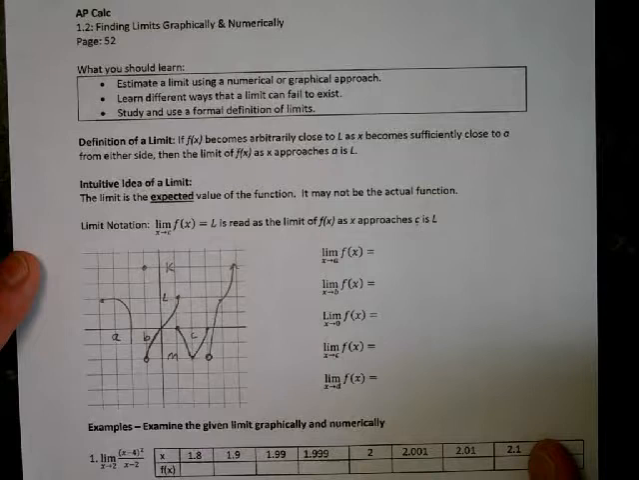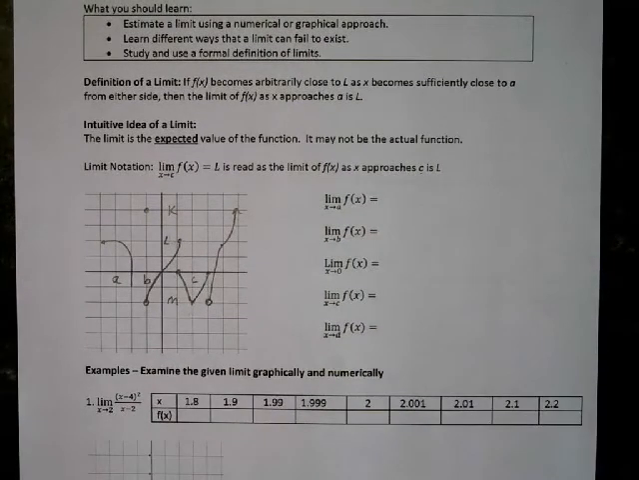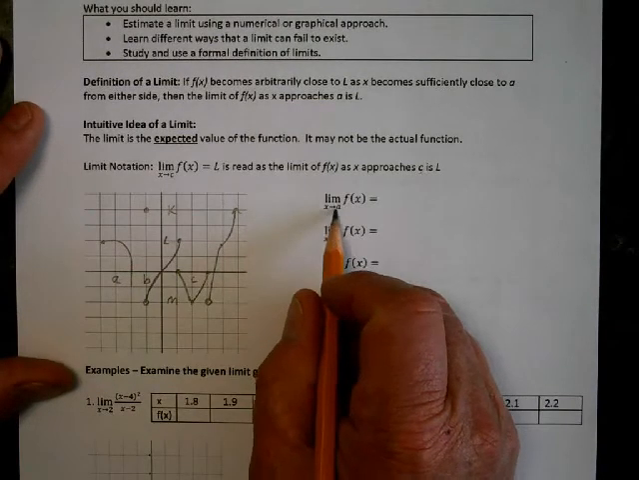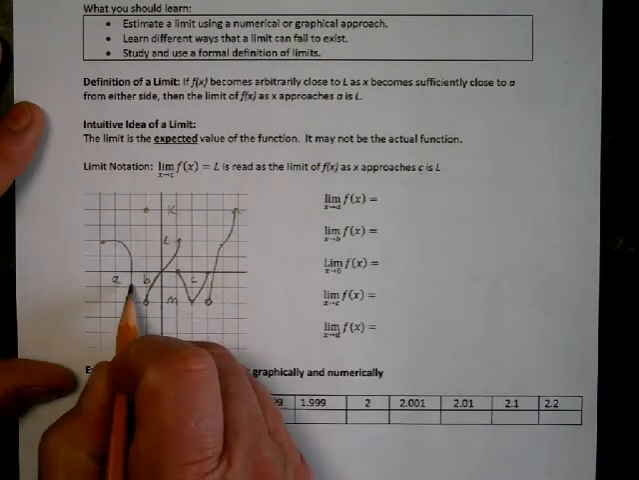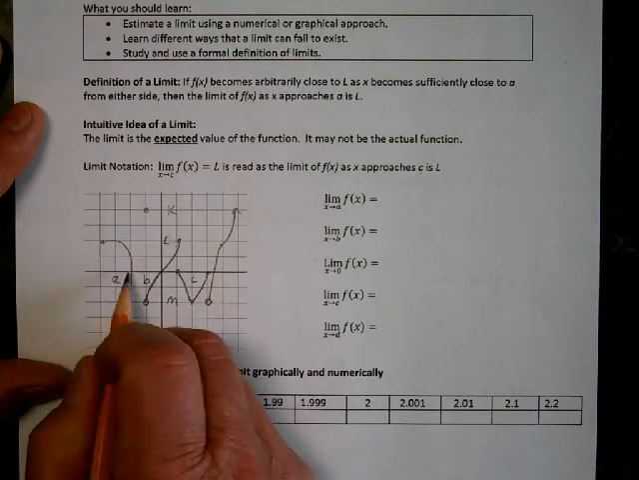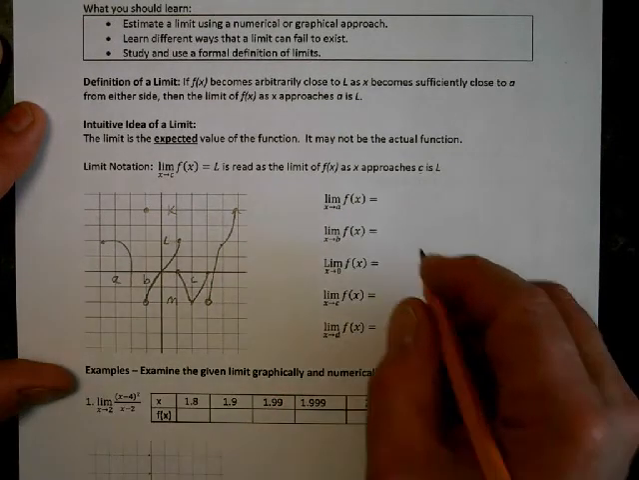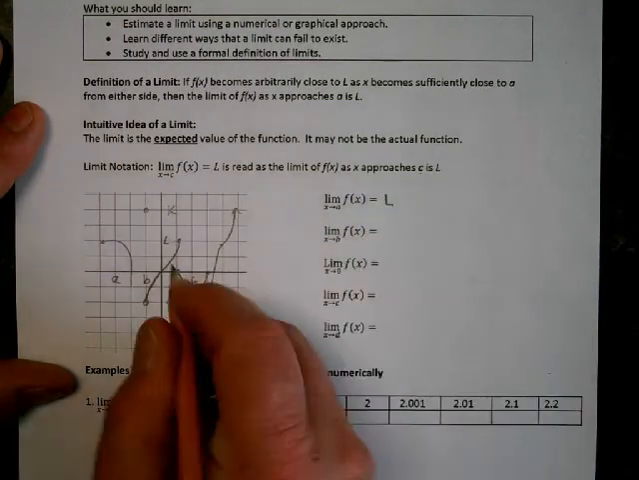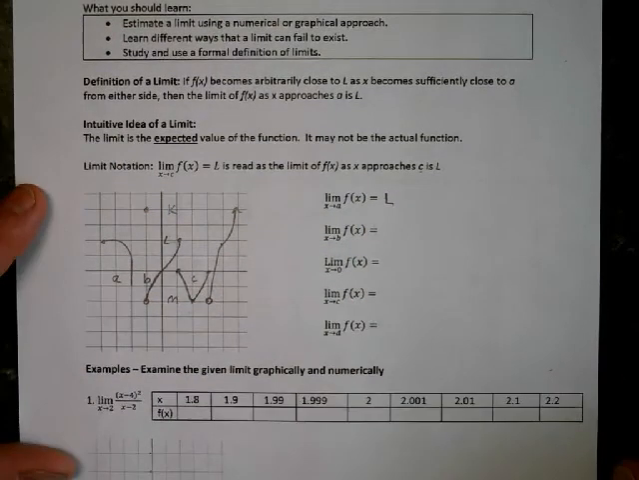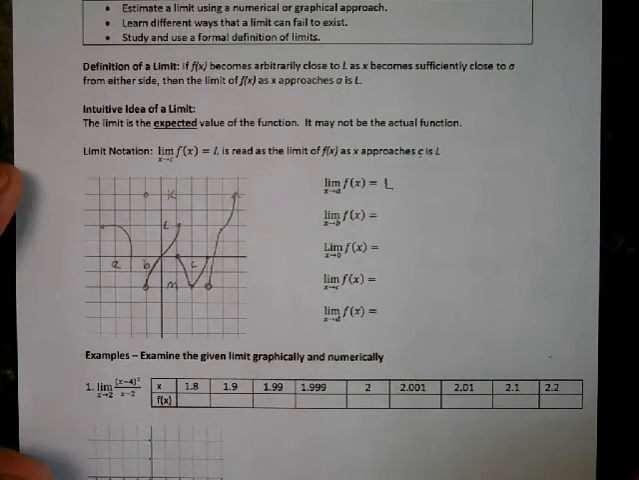Now here we're going to take a look at some examples. The limit as x approaches a of f of x. So here's my limit, here's my function as x approaches a of f of x. As it approaches a, what that is going to equal is L, right through here.